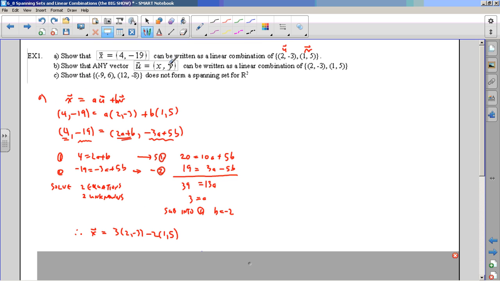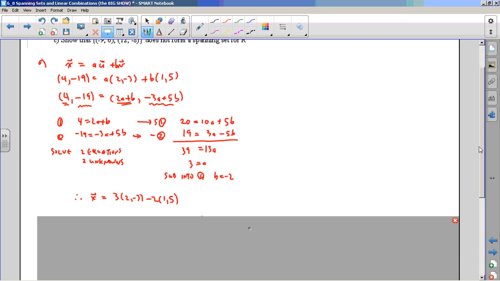Show that any vector u with the coordinates x and y, I don't care what, any vector can be written as a linear combination of these two spanning set vectors. By the way, this right here, that is our proof. We're proving that these two vectors are basis vectors or spanning set vectors. Remember, those two things mean the same thing. Okay, so here we go.